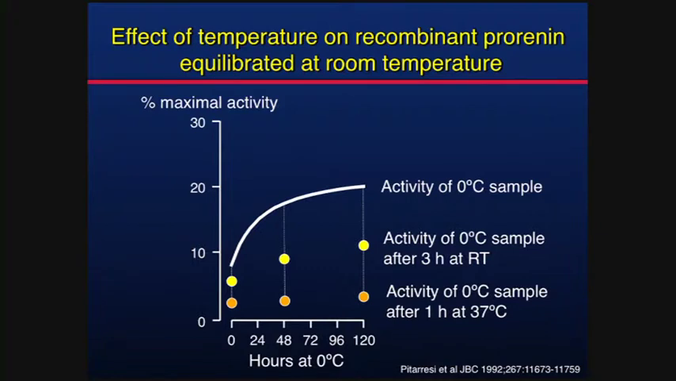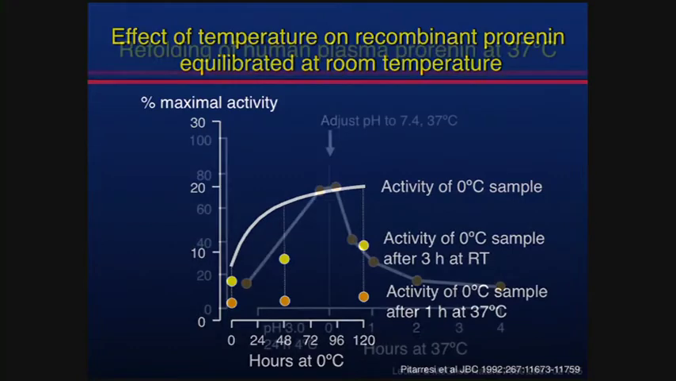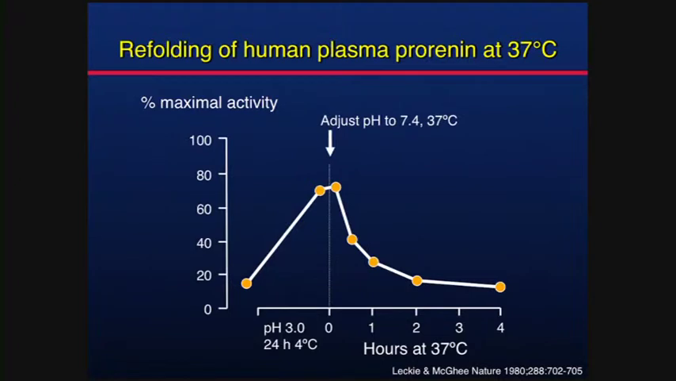And if we incubated it for 1 hour at 37 degrees, then the prorenin would refold and the amount of active renin measured would return to essentially what we had before we started the experiment. And this is an example of a human plasma sample where it was initially treated at a low pH of 3 and at 0 degrees for 24 hours. And the amount of activity increased to about 70% of the total amount of renin in the sample.